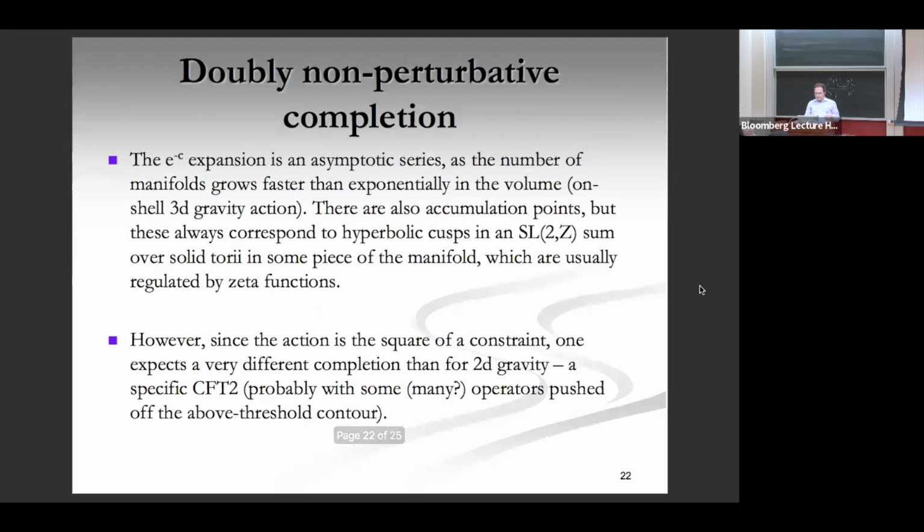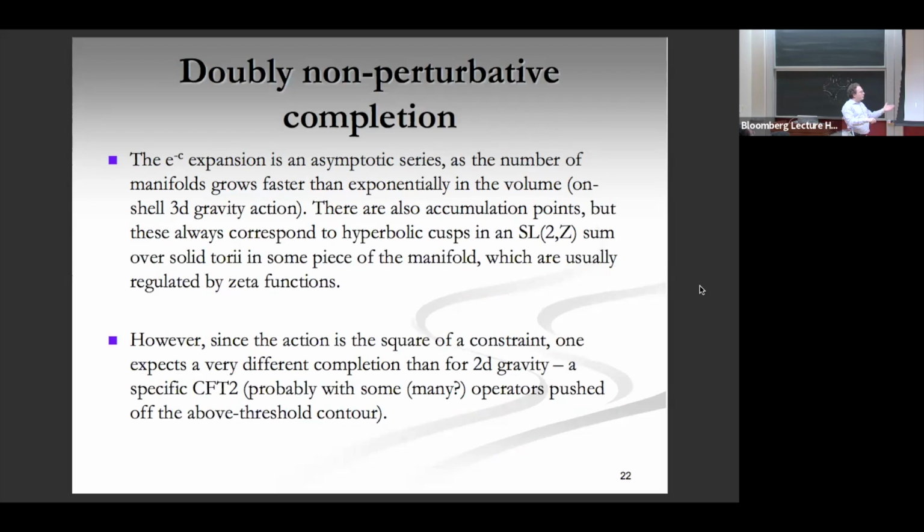I'll skip that. I'll just say a brief word here. The e to the minus c expansion, as I said, is an asymptotic series. The number of manifolds grows faster than exponential, as V2B, I guess, pointed out.